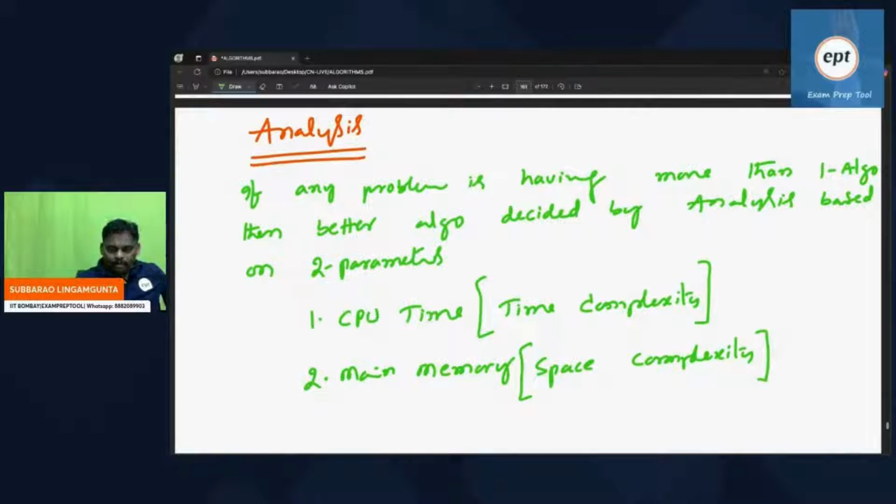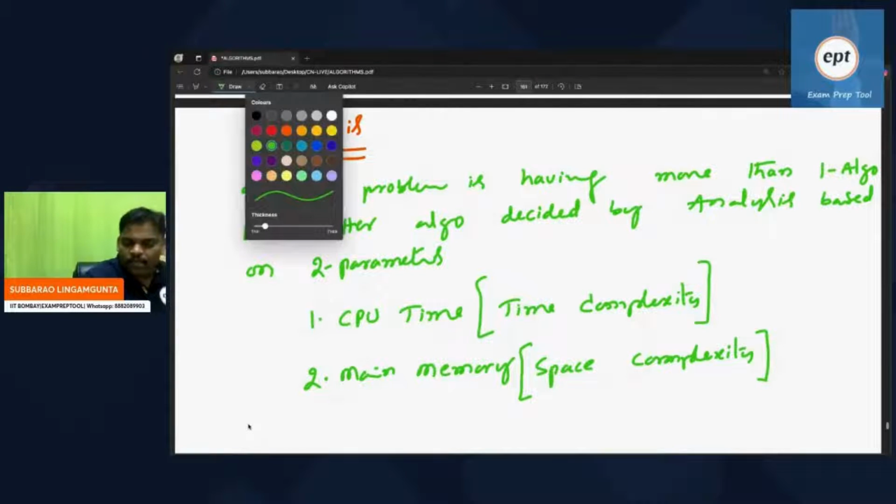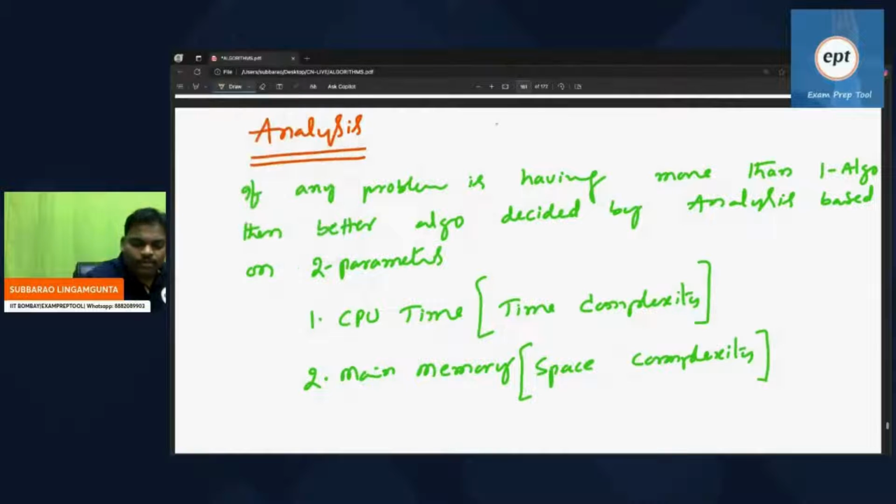Right? Anyone having any doubt? So remember, your concentration should be on analysis. In algorithms, the first chapter is analysis. So until now, some introduction is done.